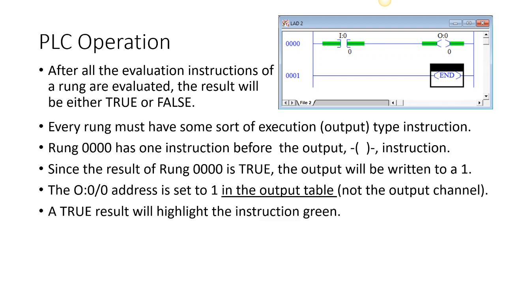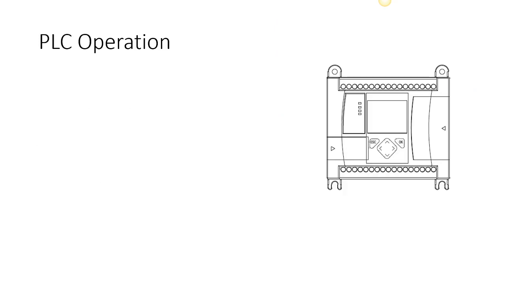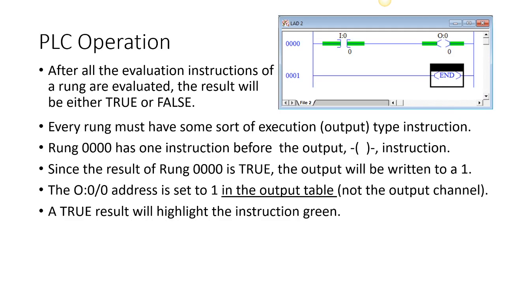And a true result will highlight green for that output instruction. So in this case, we only had one test instruction in the 000 rung, and it evaluated to true. That's why it's highlighted green. And because it's highlighted green, my output instruction highlighted green, meaning that I'm going to set a 1 into the output table. Now we've gone through our entire program of one whole line, and we're done with that.